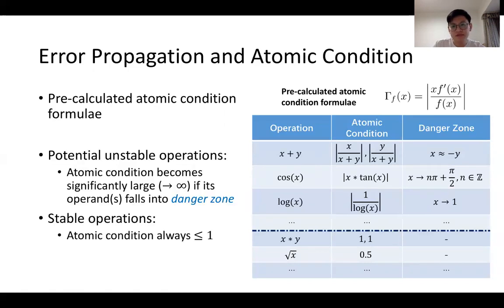By analyzing these formulas, we can distinguish these operations into two categories. The first one is potentially unstable operations, such as addition, cosine, and log. For this kind of operation, the atomic condition can become significantly large if the operand falls into the danger zone. The other one is stable operations, such as multiplication and square root, because by analyzing their formulas, we find that the atomic condition on these operations is always less than or equal to 1.